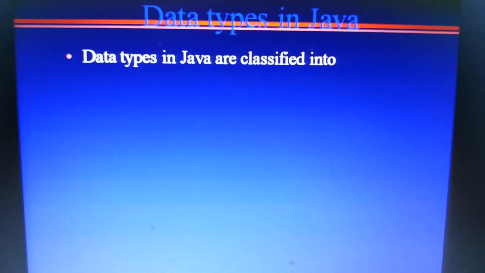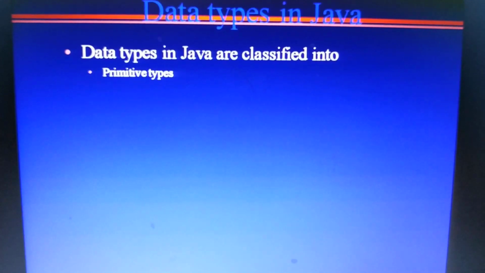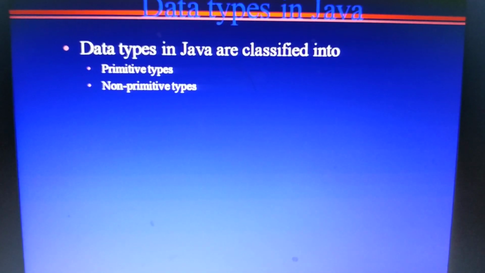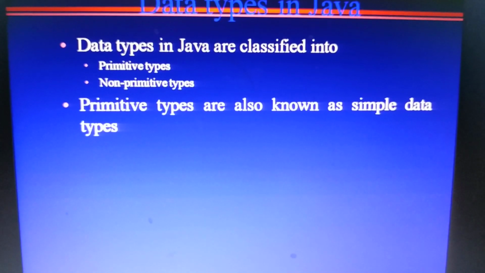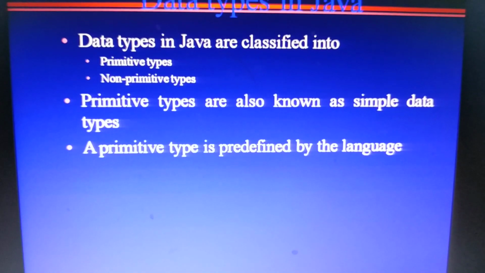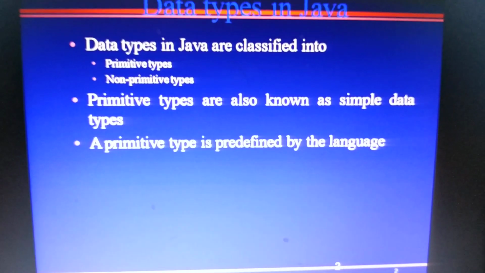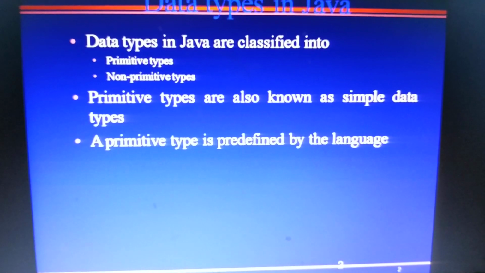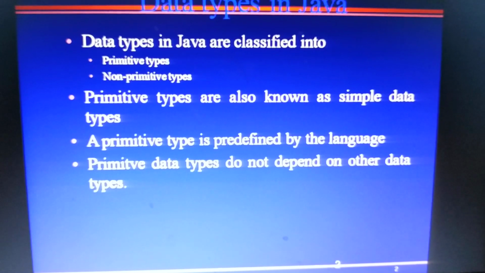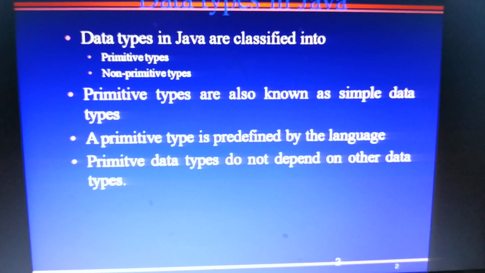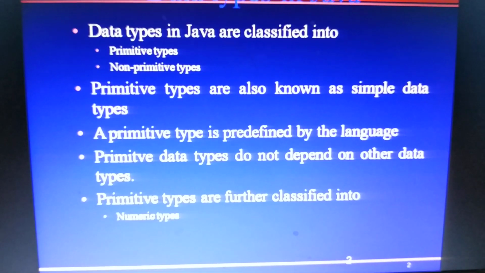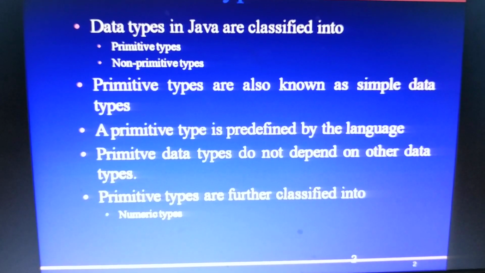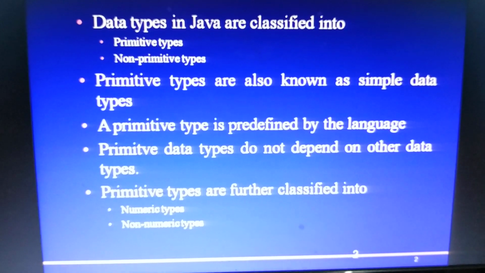Data types in Java are classified into primitive and non-primitive data types. The primitive data types are also known as simple data types, and a primitive data type is defined by the programming language. It's predefined by the language. Primitive data types do not depend on other data types, right? They are not dependent on other data types. They can be further classified into numeric data types and non-numeric data types.